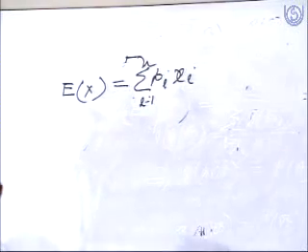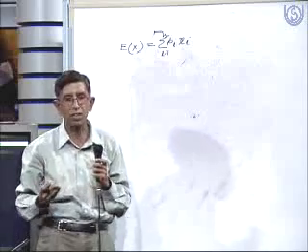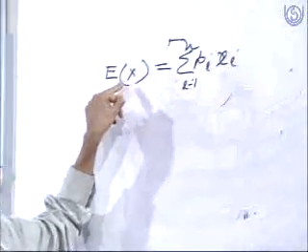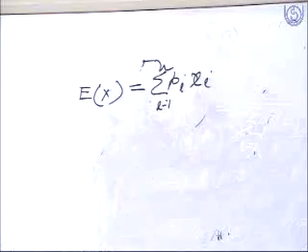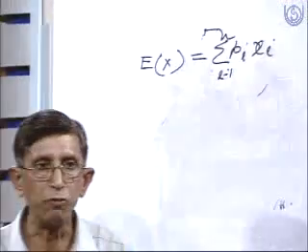Now, the concept of mathematical expectation is very similar to the concept of arithmetic mean that we use in the context of an ordinary frequency distribution. There we try and find out an average, a weighted average of different values, the weights being equal to their respective frequencies. Here also we are doing the same thing. Here we are finding the weighted average of the different values that might be taken by a random variable, where the weights are their respective probabilities.